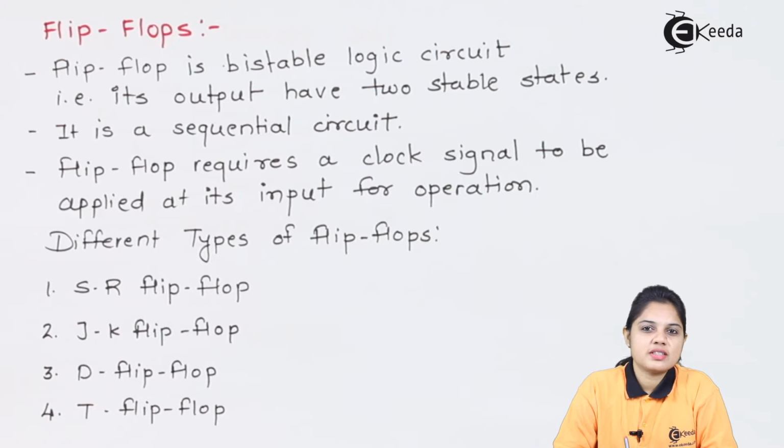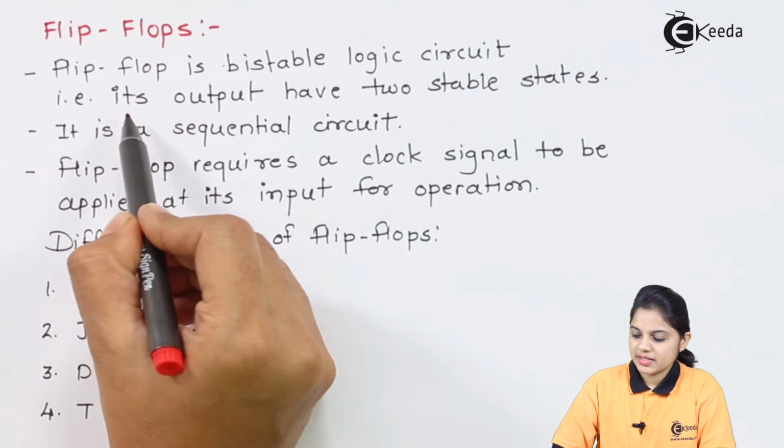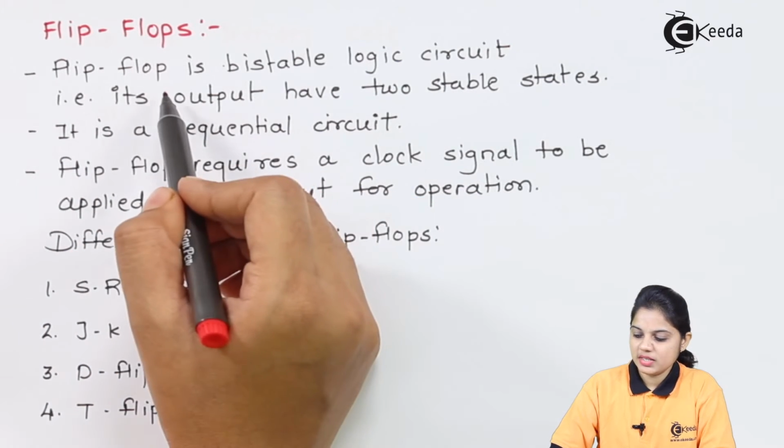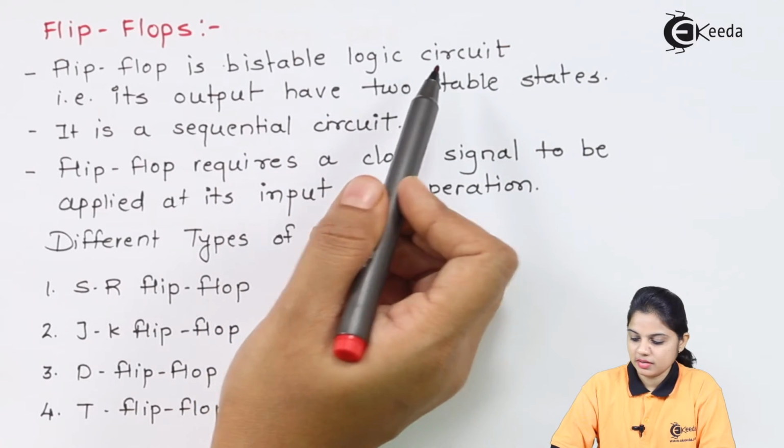A digital system always works with two types of input only, that is 0 and 1. Either it can be high or it can be low. So a flip-flop also uses two types of input, high and low, and the output is generated accordingly. It will be either in a 0 state, called the low state, or in a 1 state, that is the high state. So it is called a bistable circuit. Its output has two stable states, that's why it is called a bistable logic circuit.